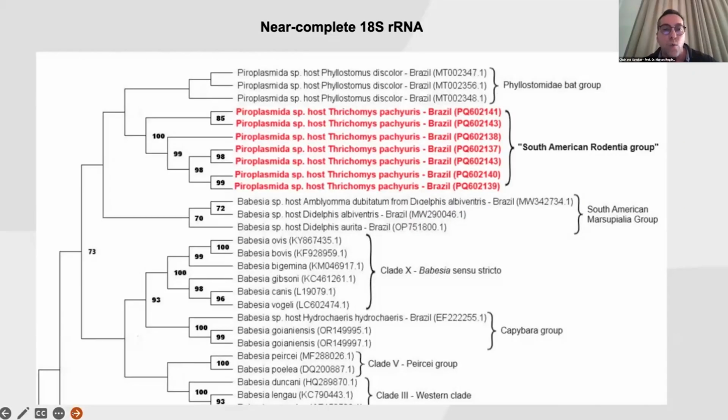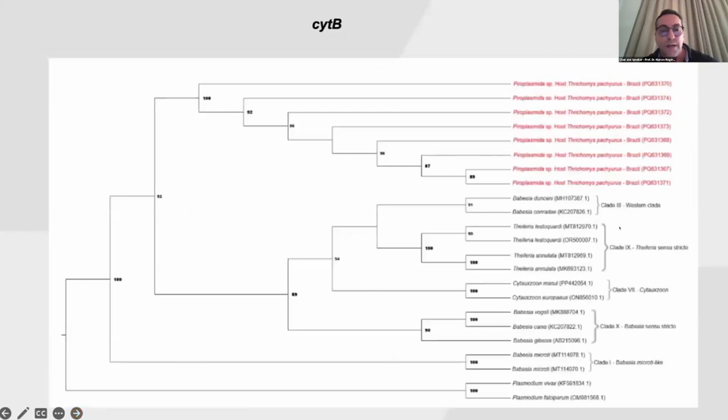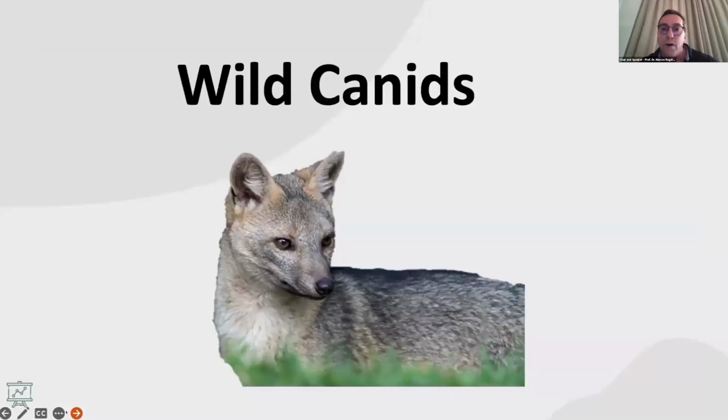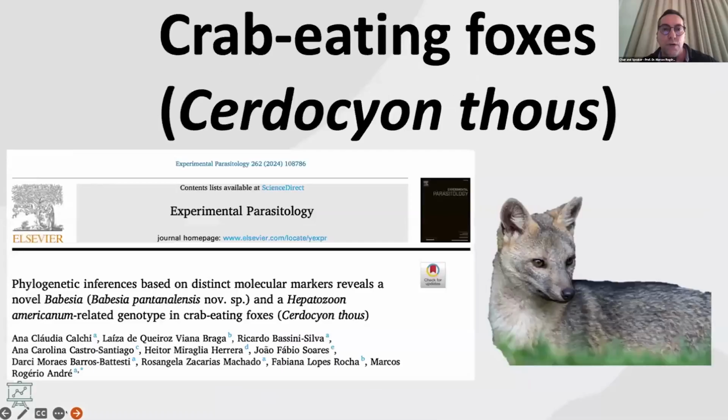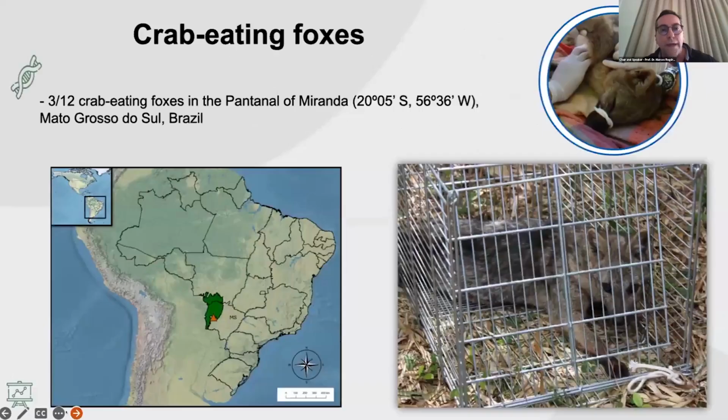And these results were supported by another phylogenetic tree based on the COX gene. What about Babesia species in wild canids in Brazil? So we described a novel Babesia. We call it Babesia pantanalensis because it was detected in crab-eating fox from the Brazilian Pantanal. And we detected this novel Babesia in 3 out of 12 crab-eating fox in the Brazilian Pantanal of the state of Mato Grosso do Sul.